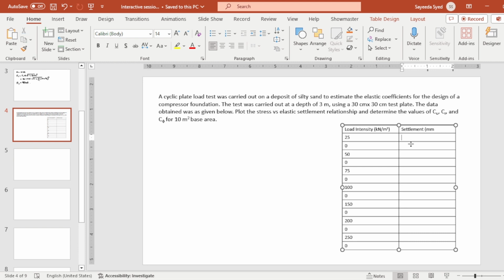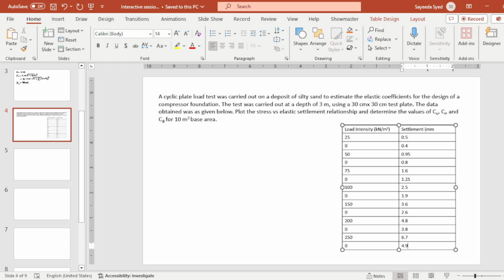Now for the settlement, this is 0.5, 0.4, 0.95, 0.8, 1.6, 1.25, 2.5, 1.9, 3.6, 2.6, 4.8, 3.8, 6.7, and 4.9.